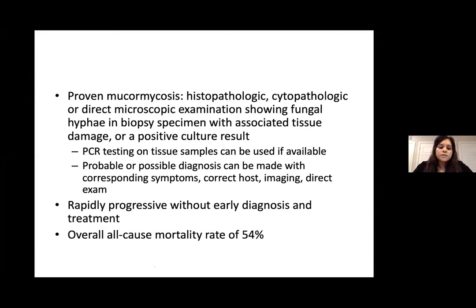But of course, it's very difficult to get a full proven diagnosis. So sometimes you have to just base it on corresponding symptoms, and the correct host, a patient that you have reason to suspect has a compromised immune system enough to develop mucor, in congruence with imaging and of course direct examination. It can be rapidly progressive without early diagnosis and treatment. The overall all-cause mortality of this is 54%, prior to all of these more recent episodes coming up.